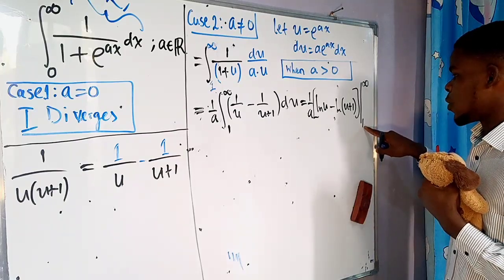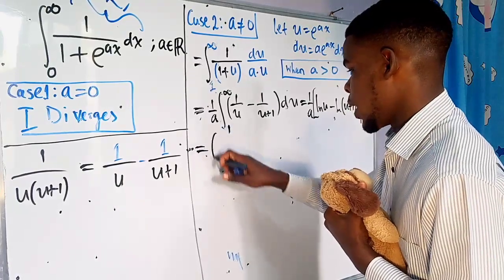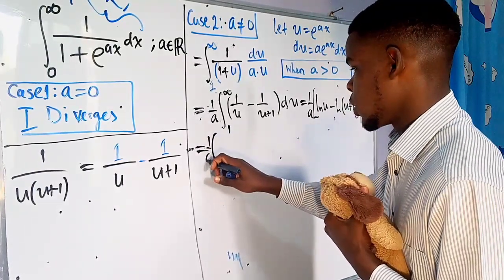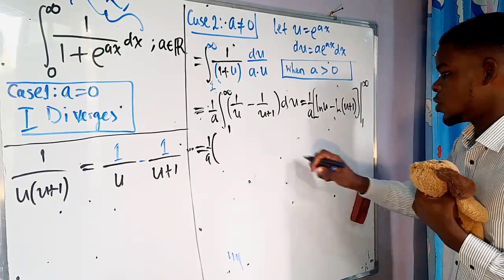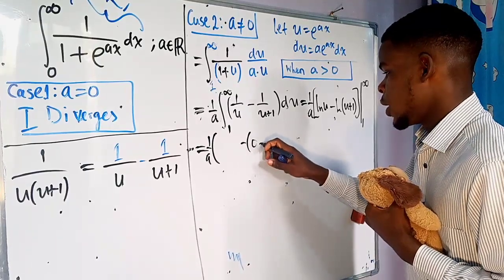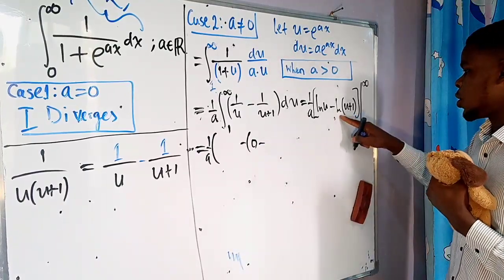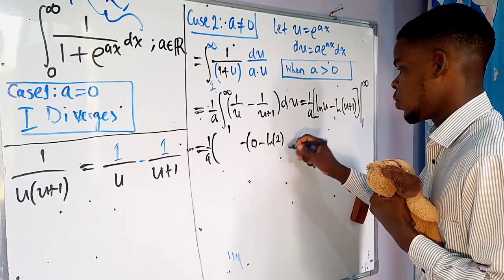But also notice that when we substitute 1, which is the lower bound, we are going to have 1 over a out here. So let me keep this space for when we approach infinity. Then when we are substituting 1, we're going to have natural logarithm of 1, which is just going to be 0. Then minus, well, natural logarithm of 1 plus 1 will be 2. So that's natural logarithm of 2, right?